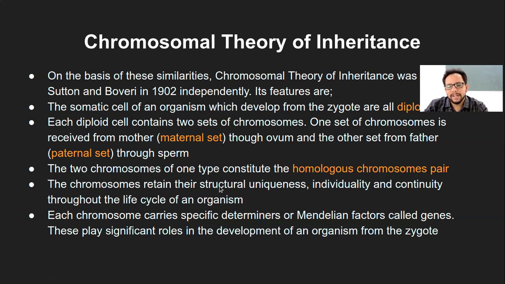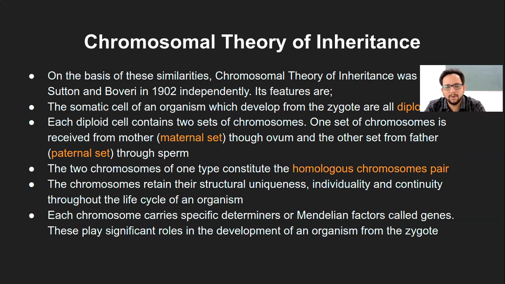The chromosomes retain their structural uniqueness. This is another important fact with respect to physical characteristics. The chromosomes will retain their structural uniqueness, individuality, and continuity throughout the life cycle of an organism. It does not happen that once the gene is passed from father to son, or from mother to son, or either way, even to the daughter, the chromosomes being passed in their gametes, that is, sperm and ova, will lose their structural uniqueness.